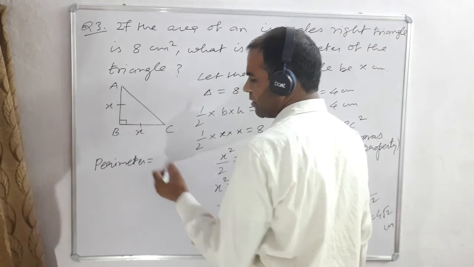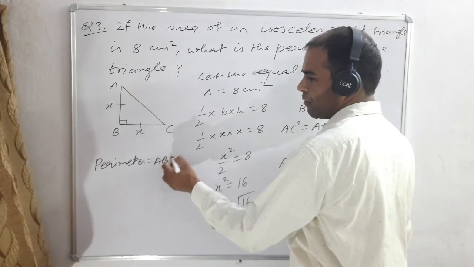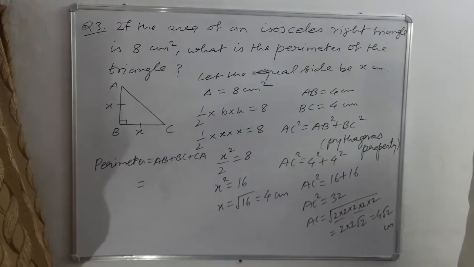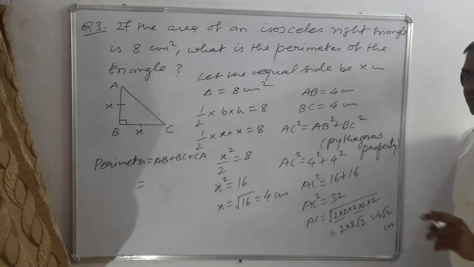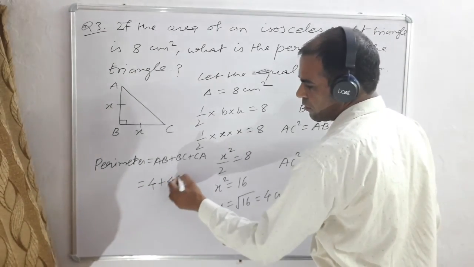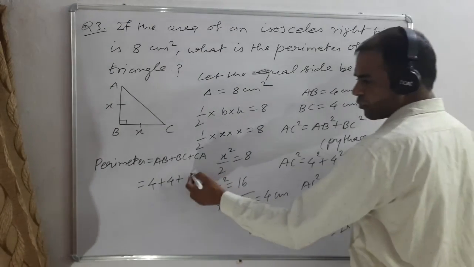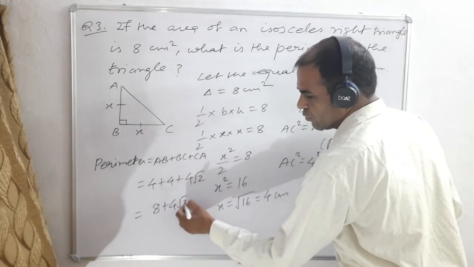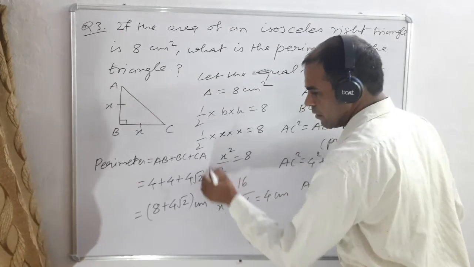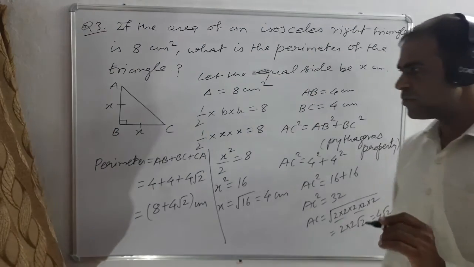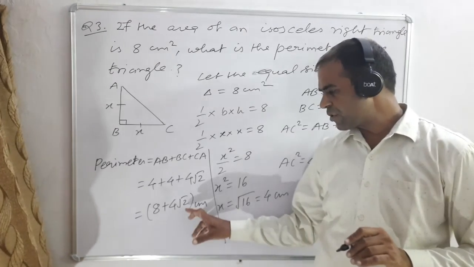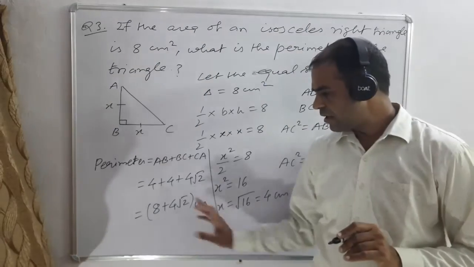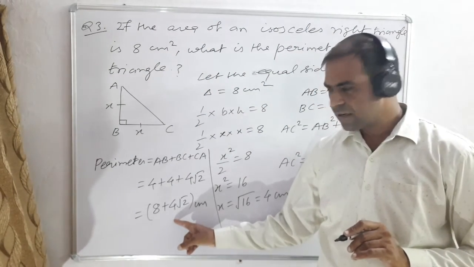So perimeter is the sum of all sides, AB plus BC plus CA. AB is x, BC is x, and both are equivalent to 4, so 4 plus 4, and CA is 4 root 2, and we will add 4 plus 4, 8 plus 4 root 2 centimeter is the perimeter of this triangle. We can put the value of root 2 up to two places of decimal, and we can determine its answer in decimal.